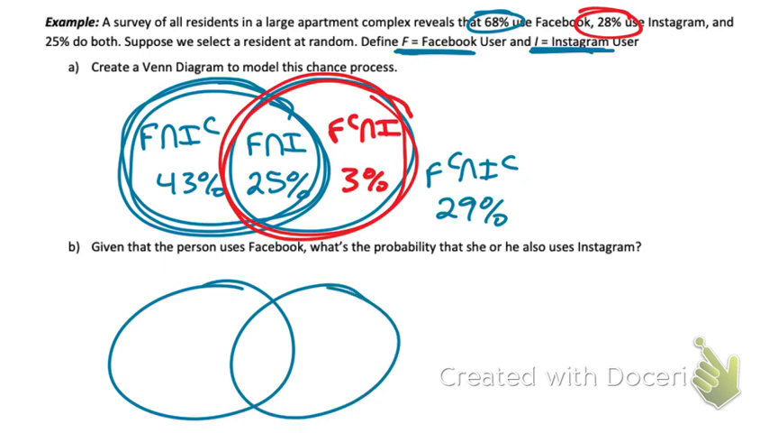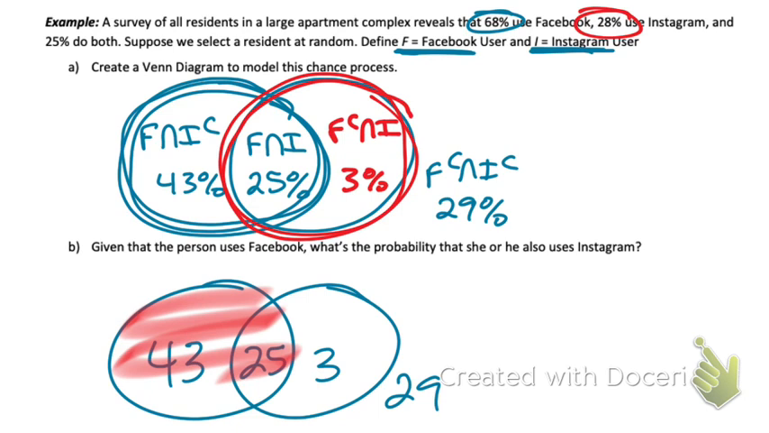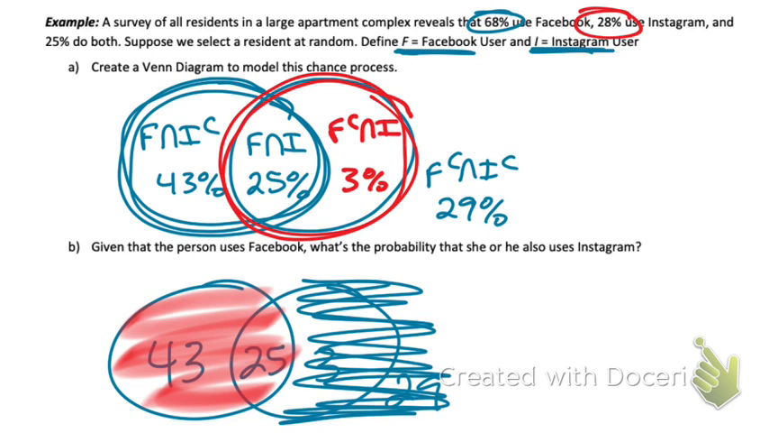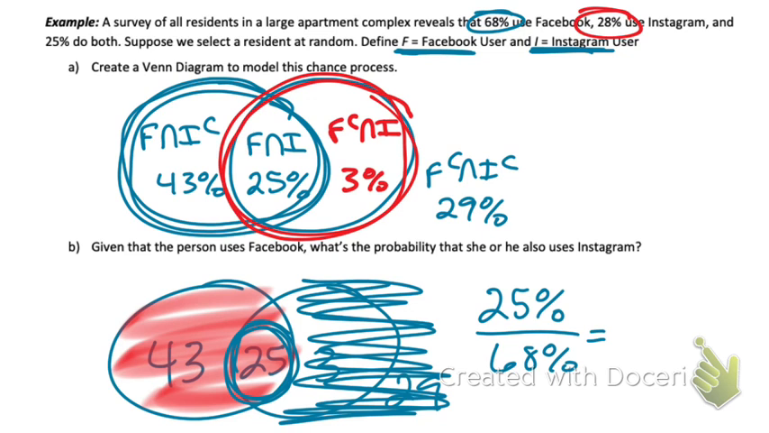Let me show you guys with the numbers. Okay, so look. If the person uses Facebook, so that's this circle right here, right? That means none of this stuff over here matters. If they use Facebook, what's the probability that they also use Instagram? So it's the 25% out of the total of that section that I was restricting it to. That is the 68% that use Facebook. So 25 over 68, and that is 0.3676.